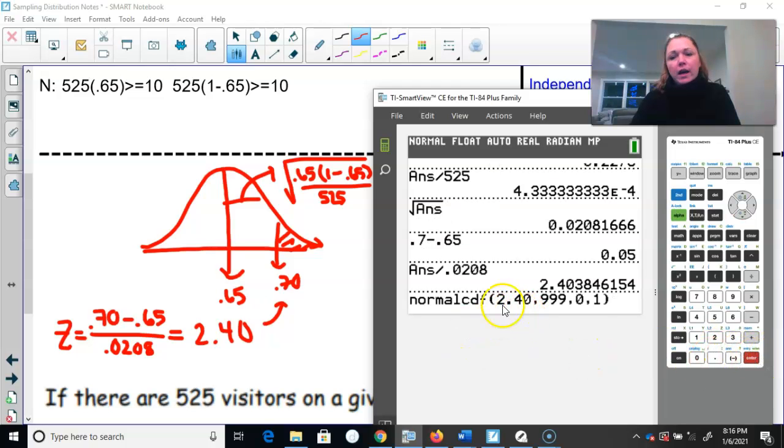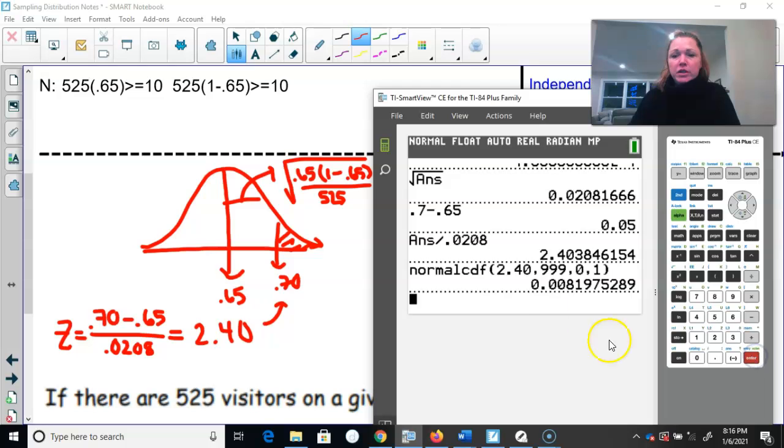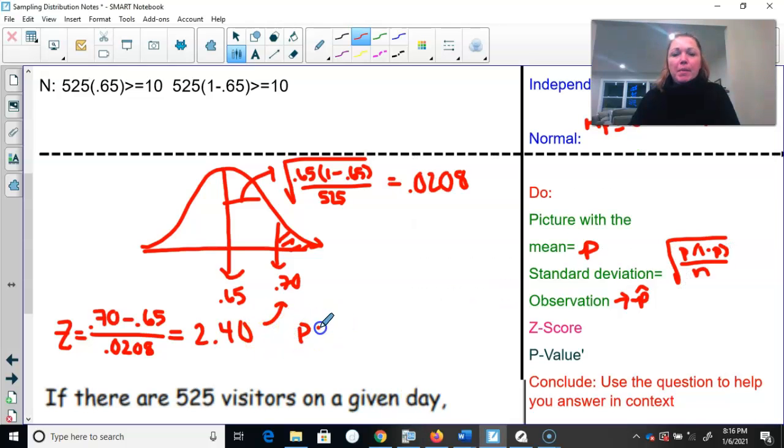Okay, on old calculators, you would just put your lower bound, comma, upper bound, comma, 0, comma, 1, hit enter, and we get 0.0082 is our p-value, our probability.